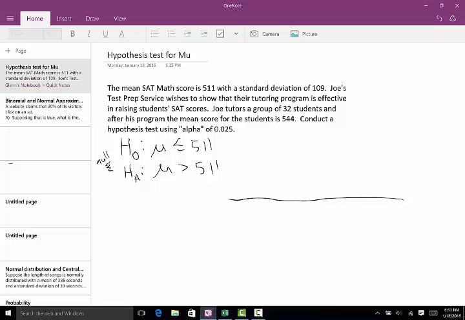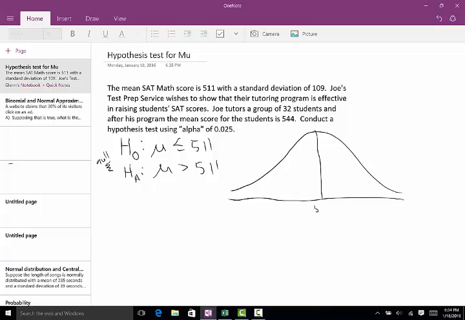Draw the bell-shaped curve. Interestingly, it doesn't say anywhere that the SAT scores are normal. They probably are. But in fact, we can draw the bell-shaped curve because of the central limit theorem. What goes in the middle?